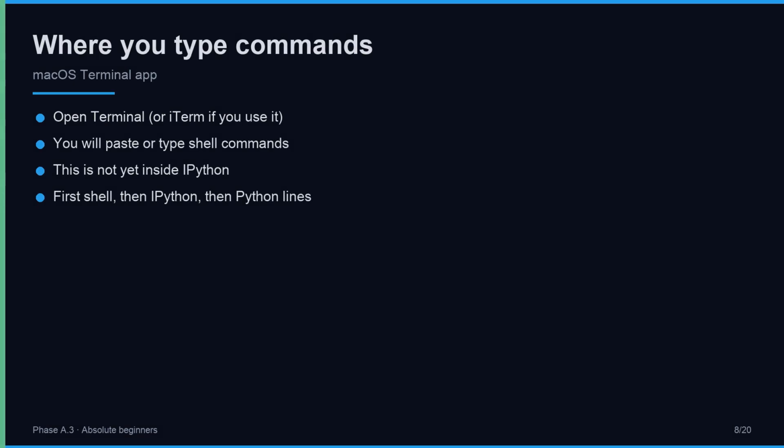On a Mac, open the Terminal app, or iTerm if you already use it. Install commands are shell commands, not Python yet. First you prepare the shell, then you start IPython, then you type Python lines at the In prompt. Keep that order clear in your head. Especially remember, open Terminal, or iTerm if you use it. Take a moment with this idea before we move on.